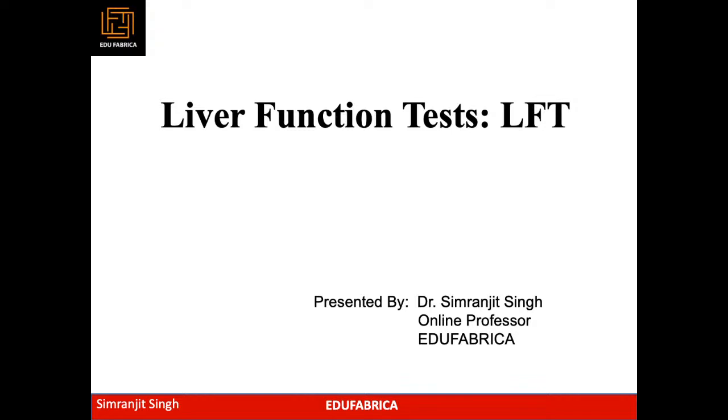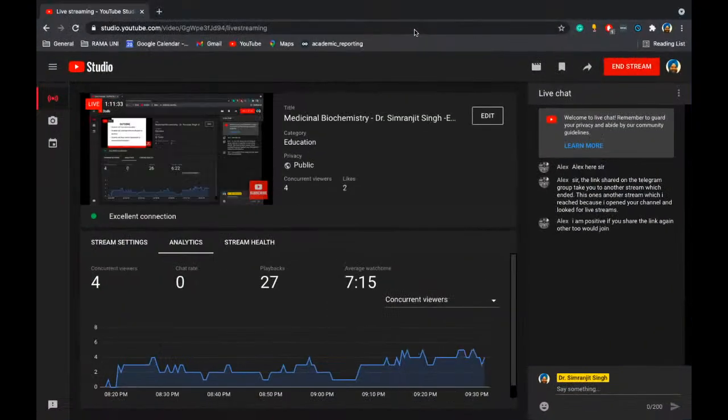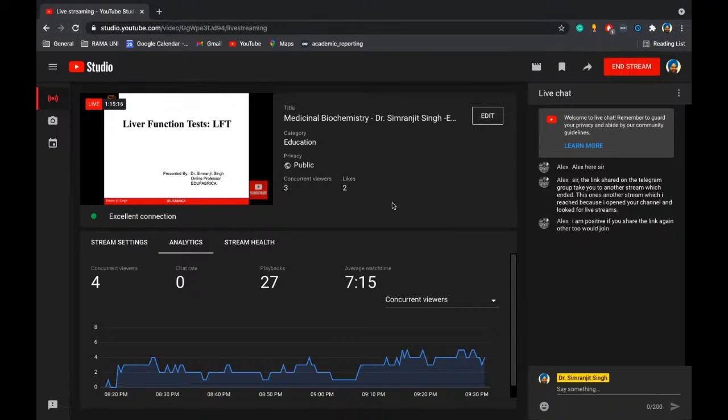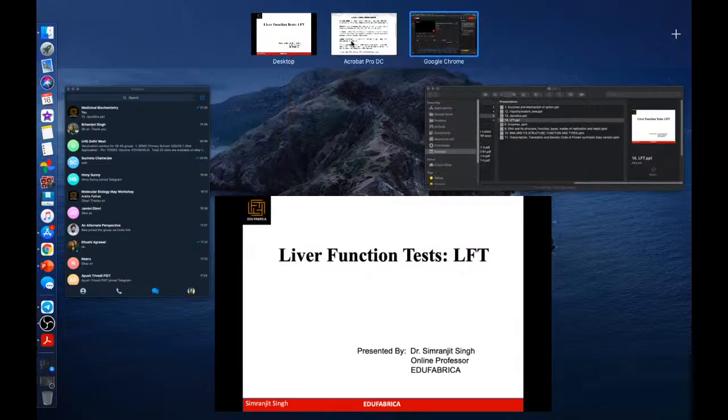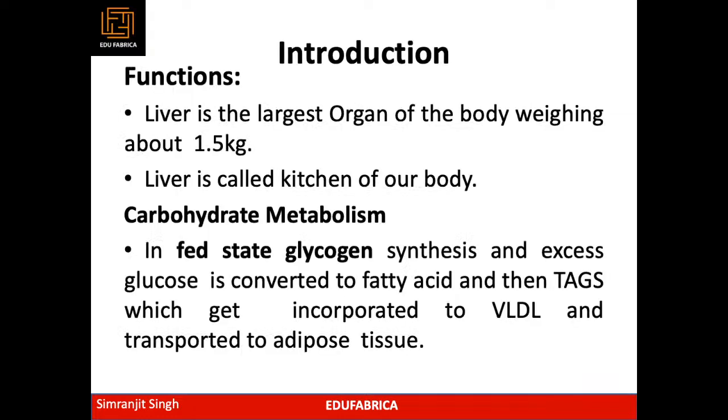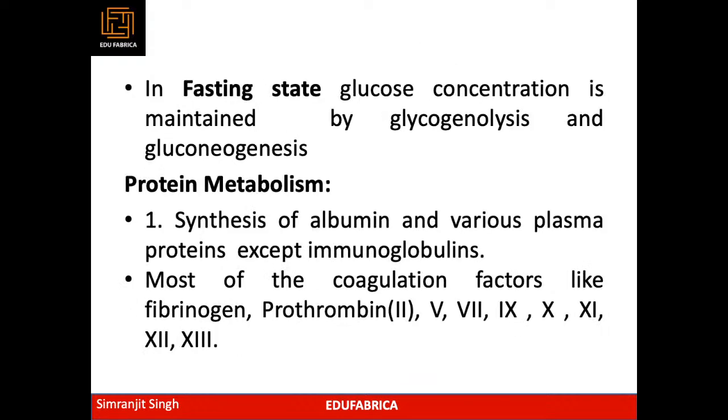So liver function test. Let's continue with the liver function test. The liver is the largest organ of the body, as we know, around 1.5 kg, and it's the kitchen of our body. It takes care of our carbohydrate metabolism. In the fed state, when we eat, glycogen synthesis takes place, and excess glucose is converted into fatty acids and TAGs, which get incorporated into VLDL and transported to adipose tissue. In the fasting state, glucose concentration is maintained by glycogenolysis and gluconeogenesis.